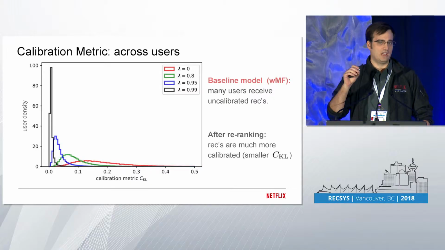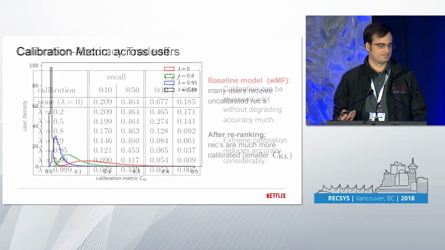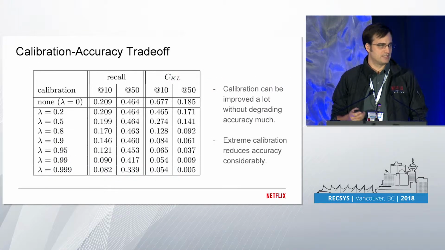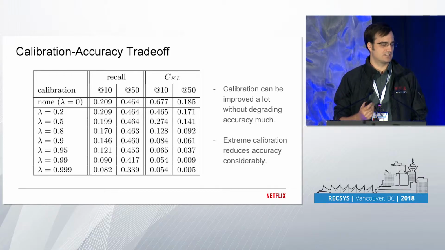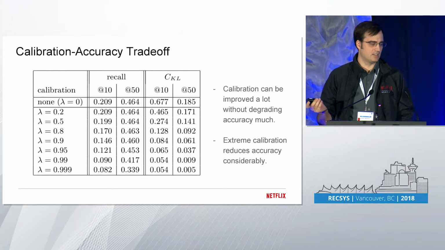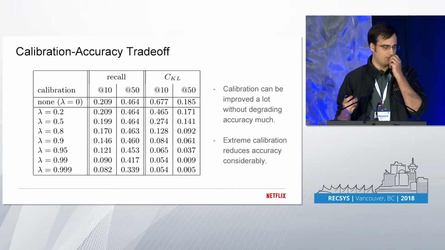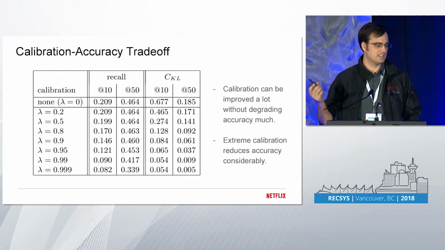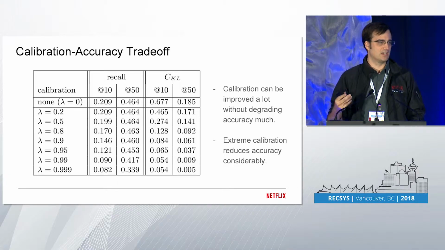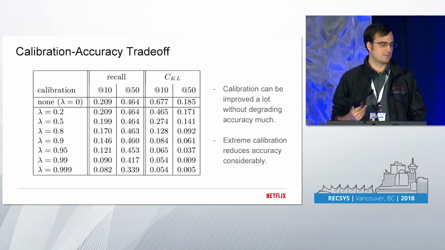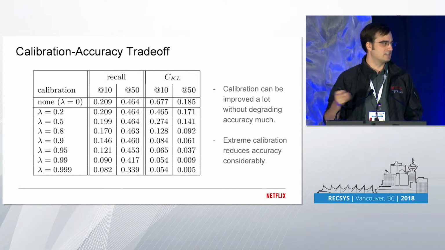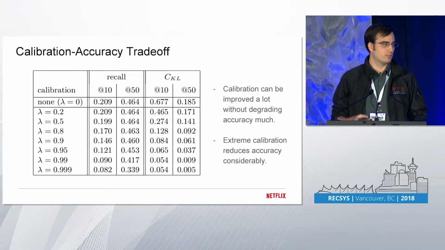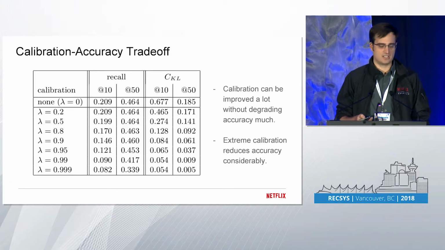But then as you increase the weight on the calibration factor, you're able to get the recommendations more and more calibrated to the interests of the user. So it seems like we can put that in and increase the calibration. So what do we trade off in terms of the accuracy? Here you can look at the recall at 10 and 50 compared to the calibration at 10 and 50 with the KL divergence. You can see that we're able to greatly increase the calibration with a pretty small decrease in recall, especially, let's say, at 50 in the list, up until you set it to very high parameters. So you're able to improve the calibration quite a bit without degrading the recommendation accuracy.